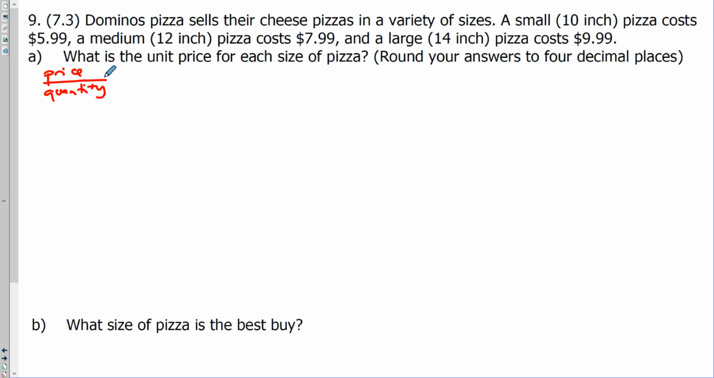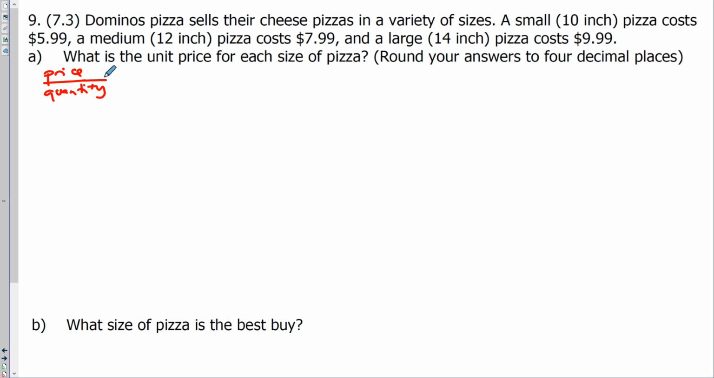So Domino's Pizza sells their cheese pizzas in a variety of sizes. A small 10-inch pizza costs $5.99, a medium 12-inch pizza costs $7.99, and a large 14-inch pizza costs $9.99. We want to calculate the unit price for each size of pizza, and that will help us determine which one is the best buy.